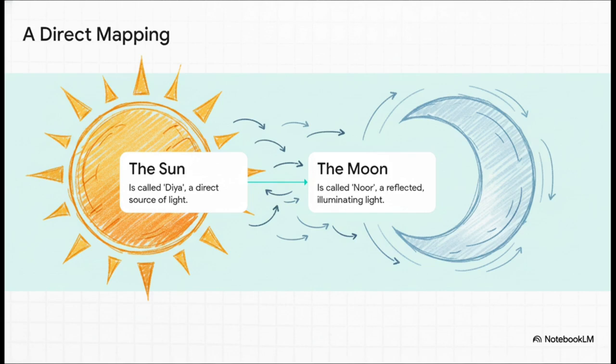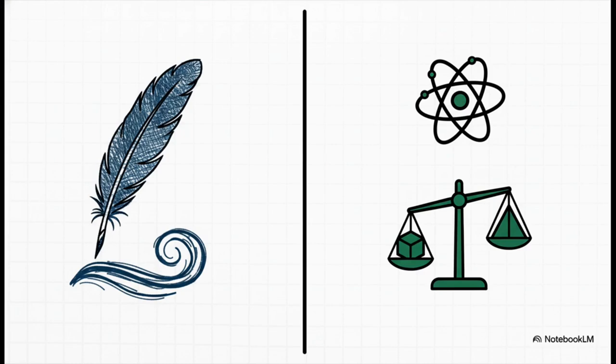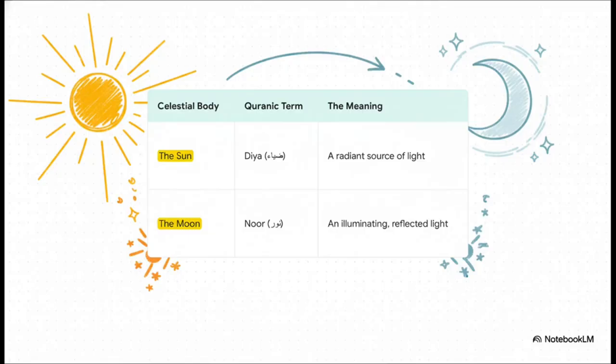Pretty incredible. You see, this goes way beyond just being a poetic choice. It's not just flowery language. The specific vocabulary being used here makes a clear and, as it turns out, a scientifically accurate distinction between how sunlight and moonlight actually work. Let's just lay it all out one more time. You've got the sun, called dia, which means a radiant source, and then you've got the moon, called nur, meaning an illuminating, reflected light. For the time it was written, that is a remarkably precise description.